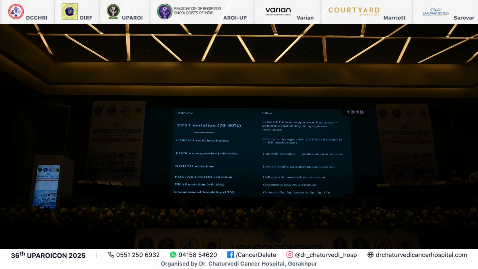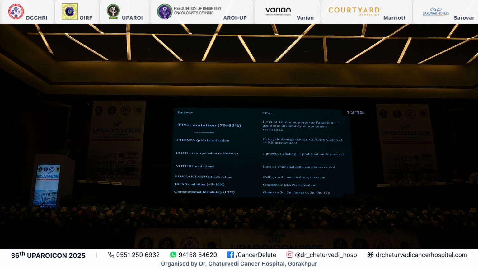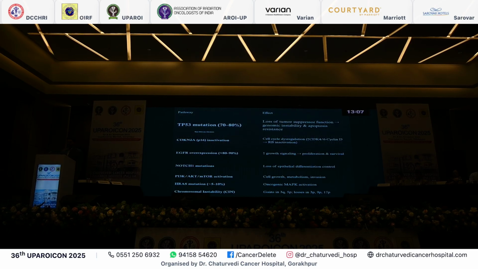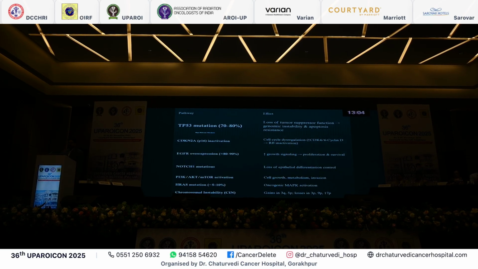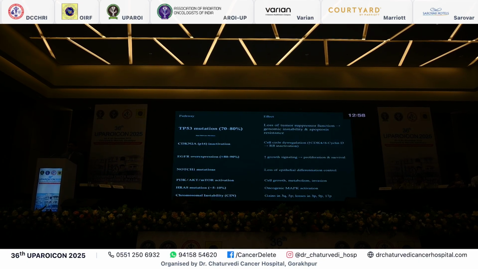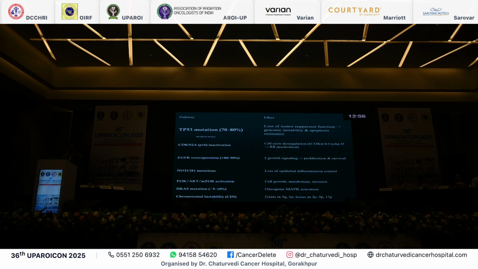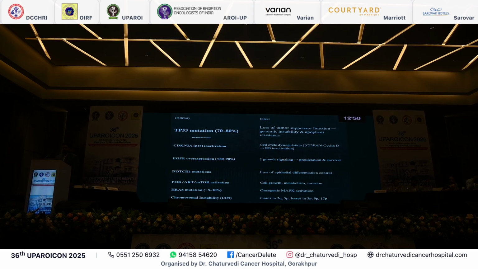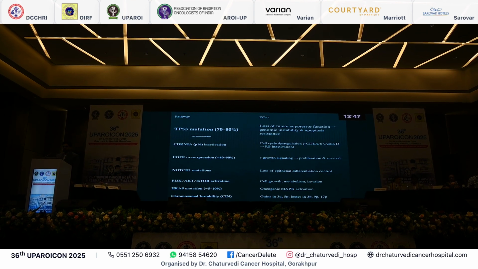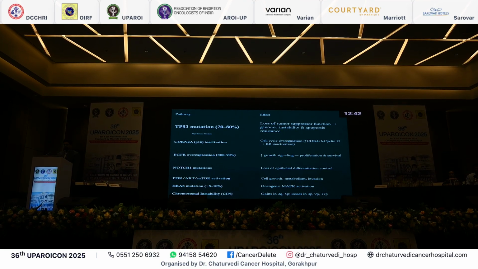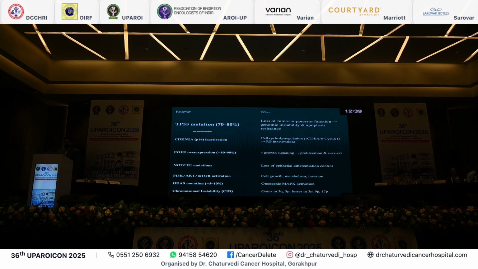Here are the major pathways and their effects. That is, P53 mutations, which occur in 70 to 80% of head and neck cancer patients, leading to loss of tumor suppression function, genomic instability, and apoptosis resistance. CDKN2A inactivation leads to cell cycle dysregulation and RB inactivation. And EGFR overexpression, the most common, in 80 to 90% of patients, leads to increase in growth signal, proliferation, and survival.